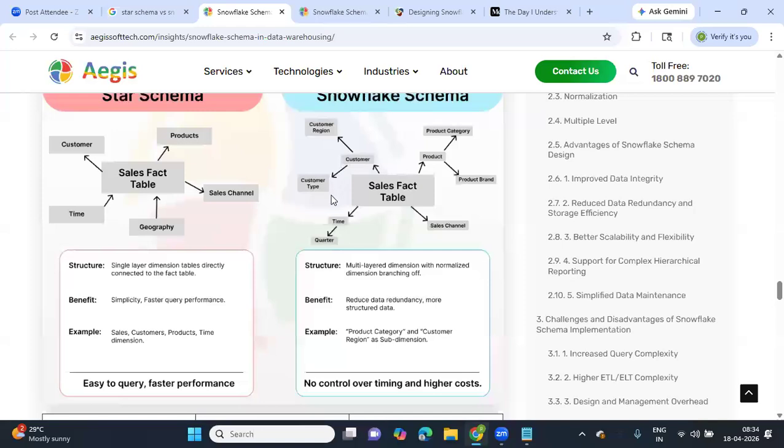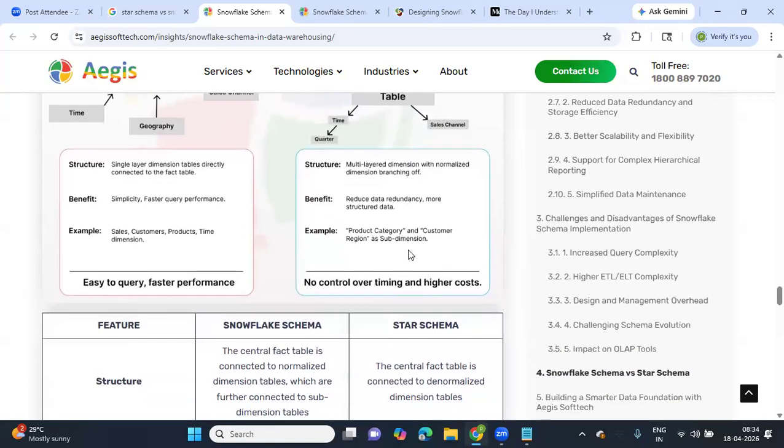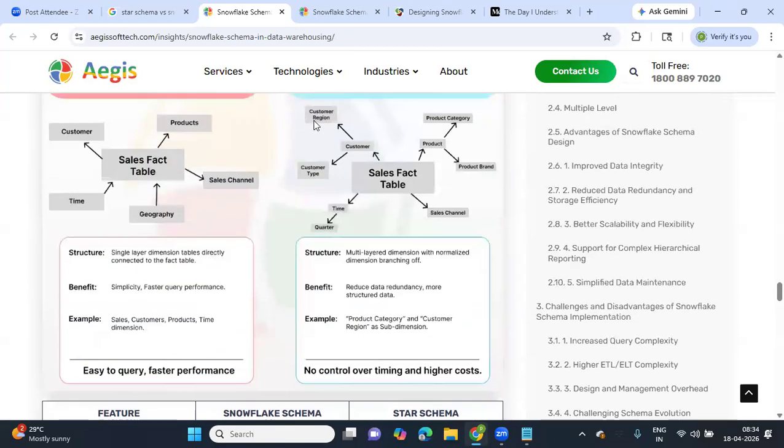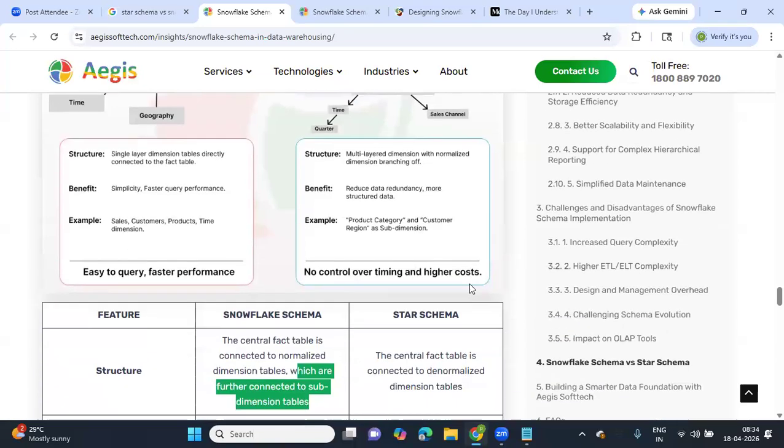So all those integrity things we have to follow. So let's see the structure. The central fact table is connected to normalized dimension tables in the snowflake schema, which are further connected to sub-dimension tables. So these dimensions might again be split into other dimensions. Each fact table is surrounded by multiple dimensions. The dimensions are normalized, and those normalized dimensions might also be split into further small tables.